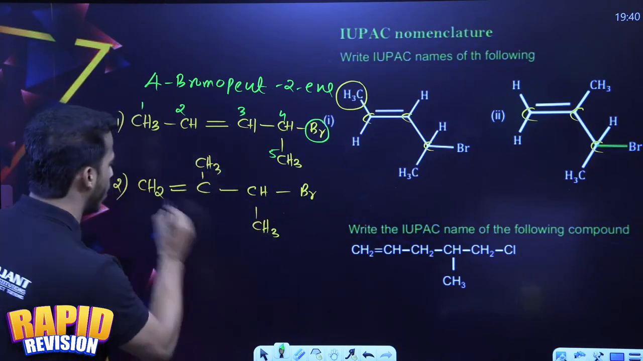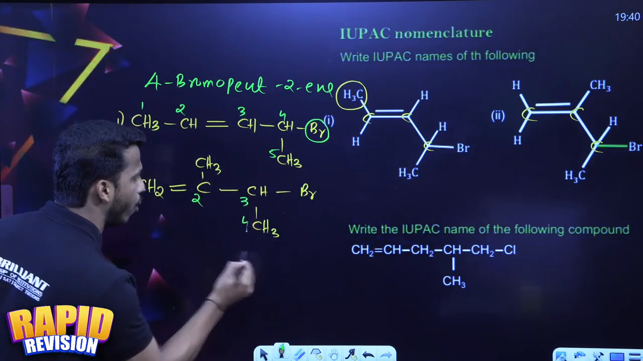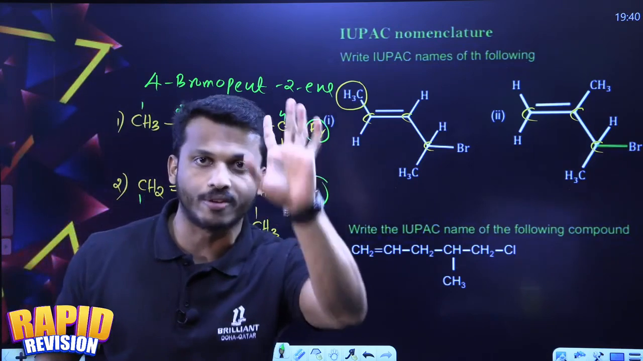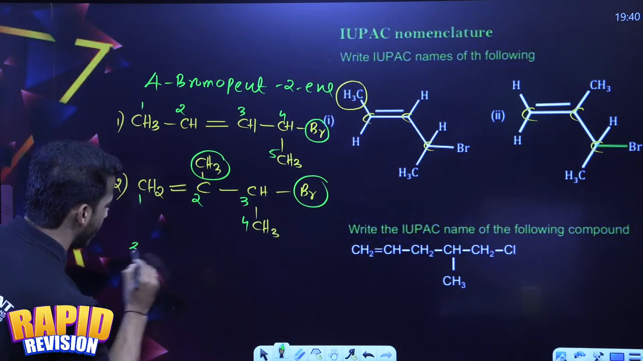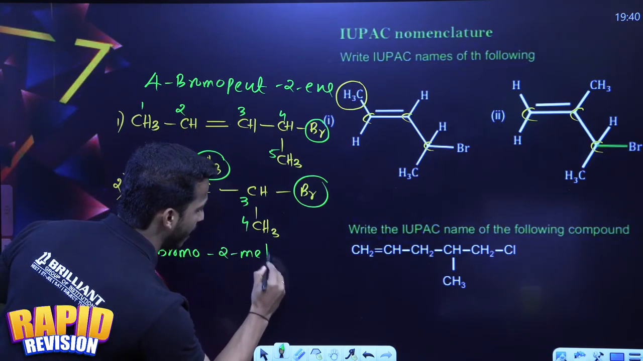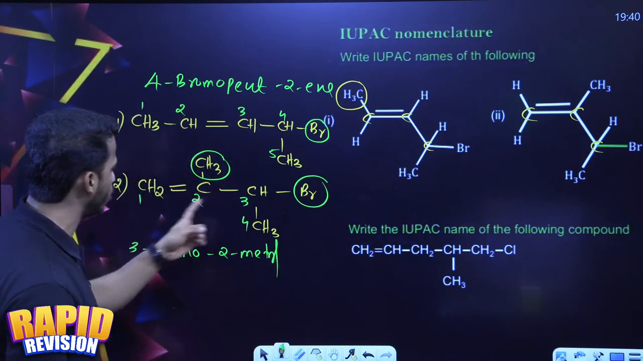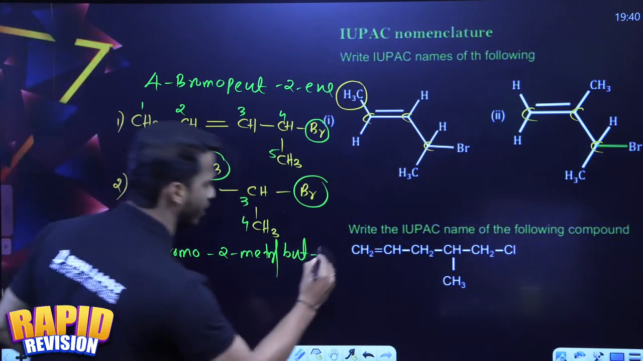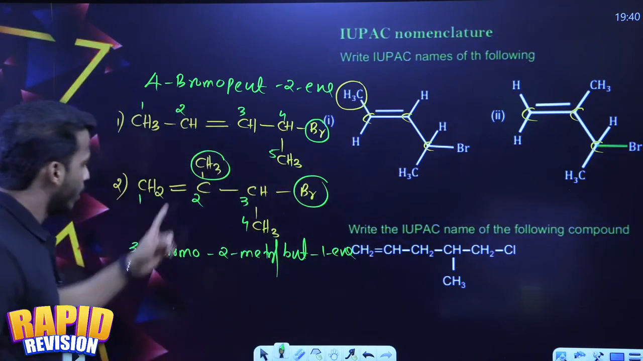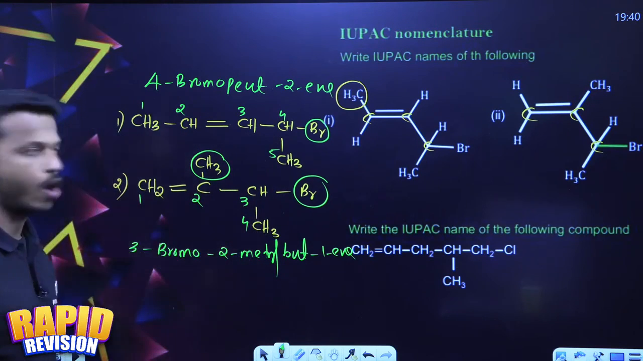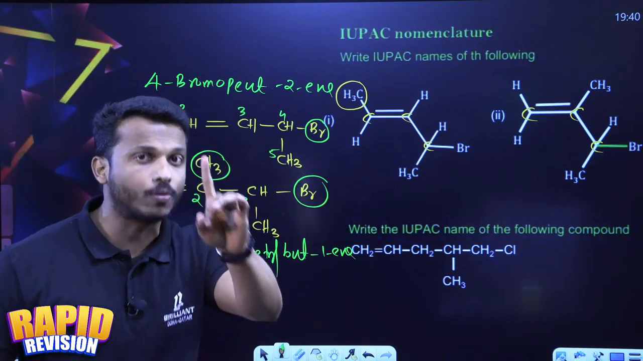What about this compound? 1, 2, 3, 4, and a methyl is there. Bromine is there. In alphabetical order, bromine first. So what's the answer? 3-bromo, then 2-methyl, total 4 carbons, but, and at the first position there is an alkene. 3-bromo-2-methylbut-1-ene, that's the compound. So such a kind of nomenclature we can expect.